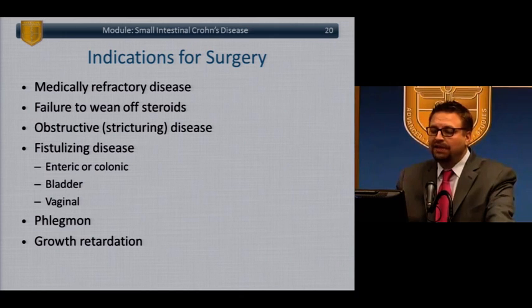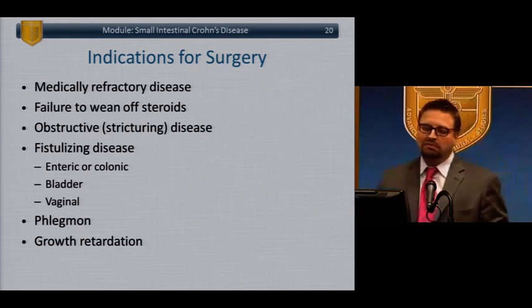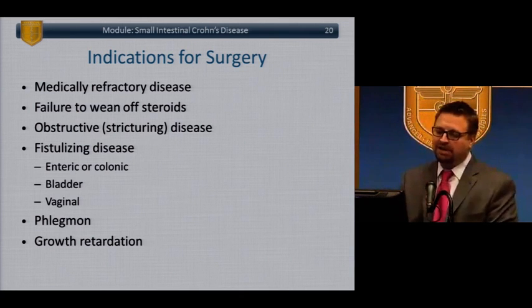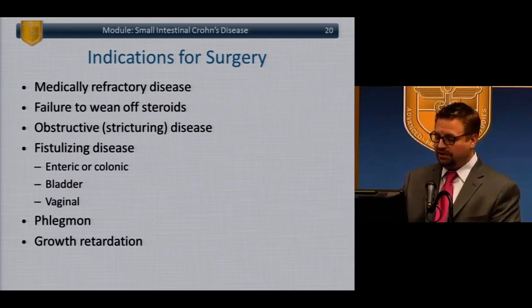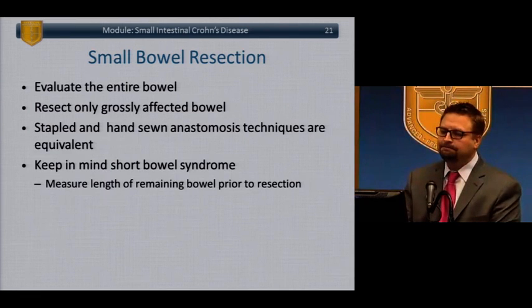Patients who present with a phlegmon, sometimes it's not always clear whether they need an operation or not. If they're not overtly septic or obstructed, these can be managed with anti-inflammatories and antibiotics. But sometimes the phlegmon will cause secondary obstruction. So commonly a retroperitoneal phlegmon might be causing a ureteral obstruction, which may be managed non-operatively with stenting, but sometimes is a good indication to operate and clean it out. And then in children and adolescents, growth retardation for sure can be one of the factors driving towards operation.